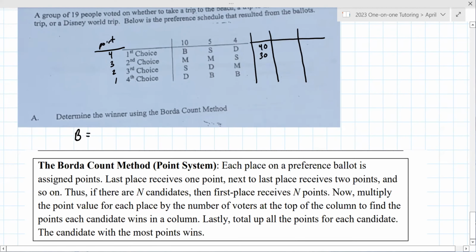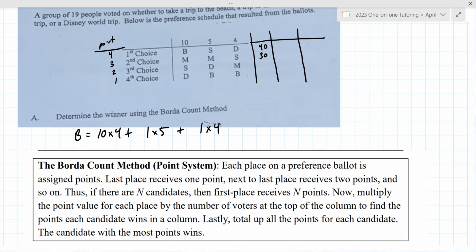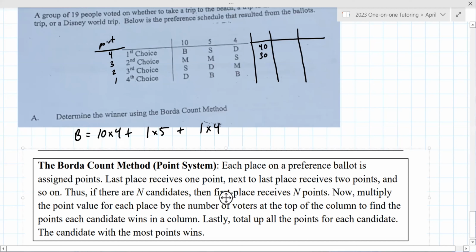Option 2 is to just do it for each one. For B, you find all the B's and say, okay, B is 10 times 4, plus the next B is down here, 1 times 5, plus B down here, 1 times 4. They're essentially the same, but maybe there's a preference. I don't know. What do you seem to like here? Probably the second option. All right, so that gives us 45, 49.